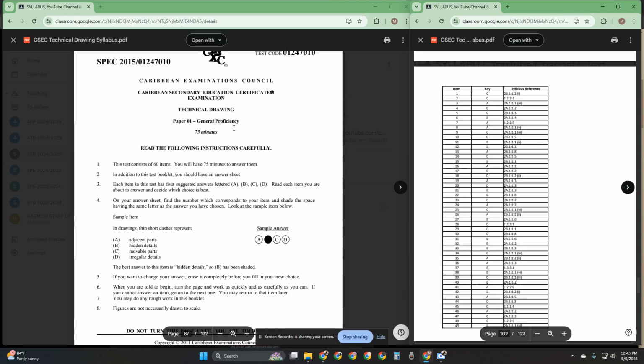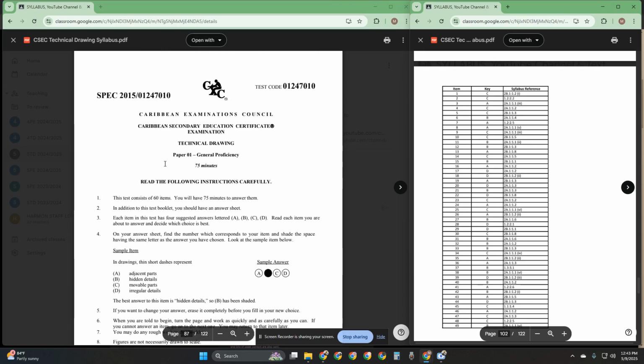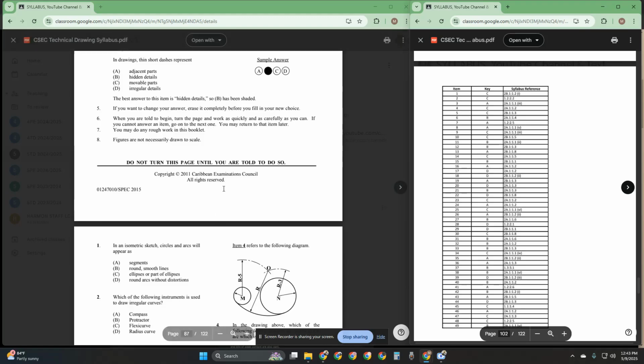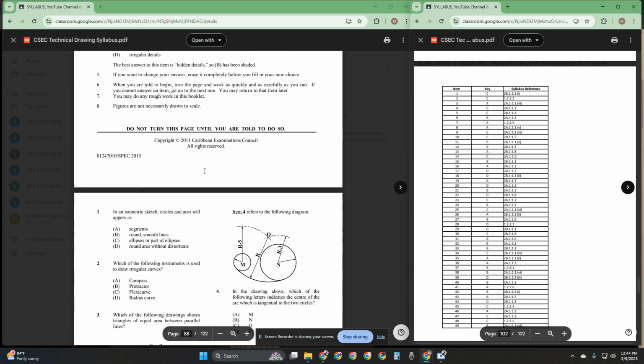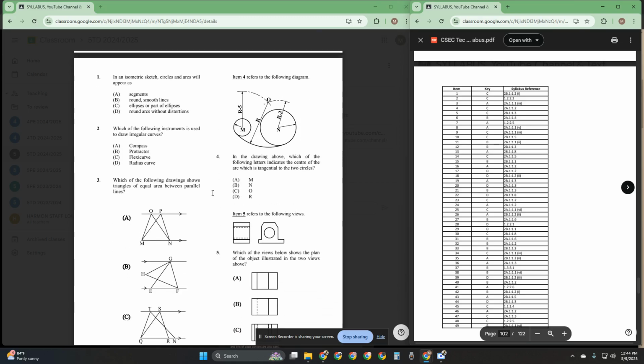And in this video, I thought that we would look at the specimen paper 1 that CXC provides in the technical drawing syllabus. And if you don't know, each syllabus has a specimen paper. And not only does it have a specimen paper, but they also provide you with the answer sheet. So what we're going to do is go through this specimen paper and see what answers CXC would have given for the questions. Let's go.